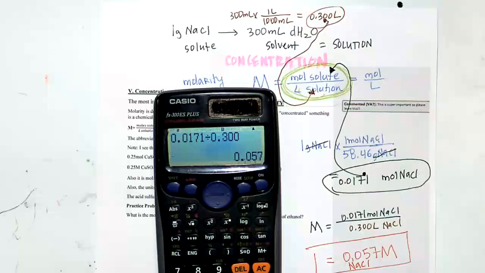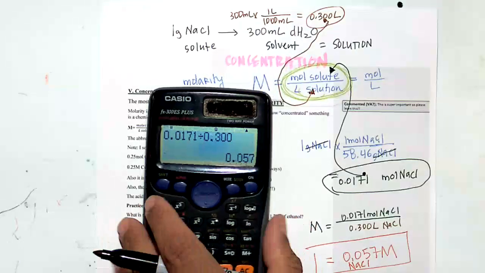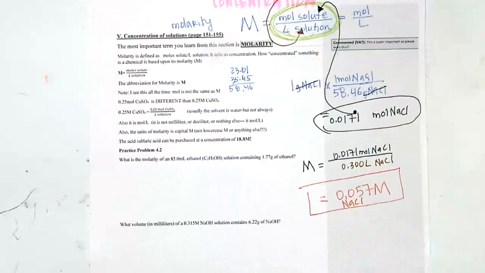Any questions on this? How do we say this? Do we say 0.057 moles? No, do not say 0.057 moles. That is wrong. This is a common mistake that I see.